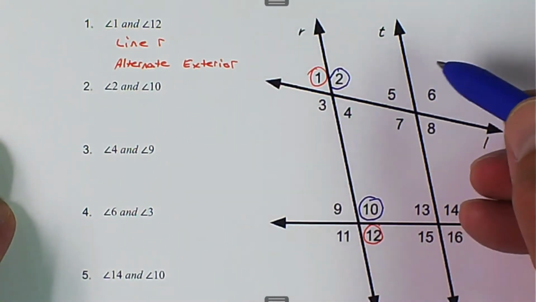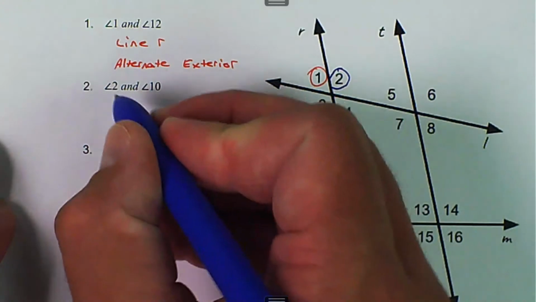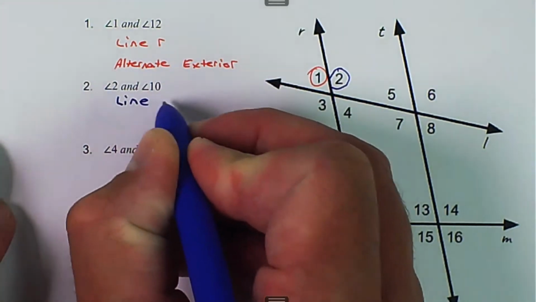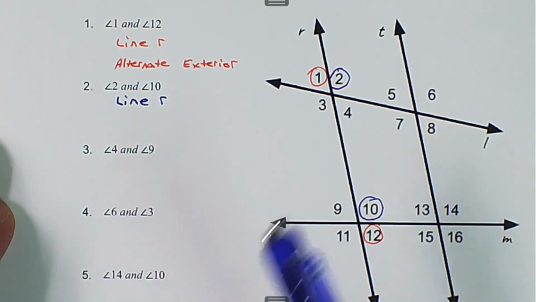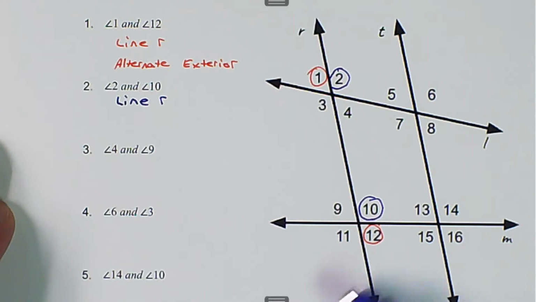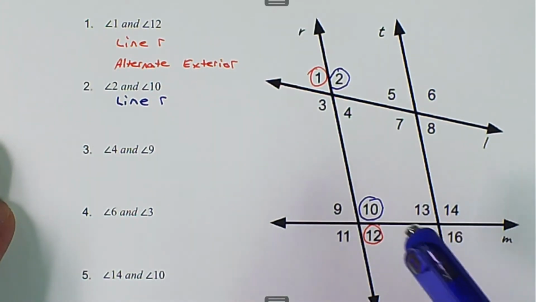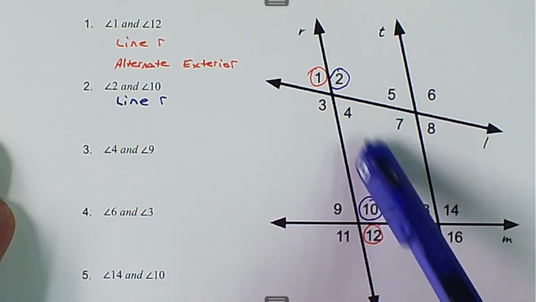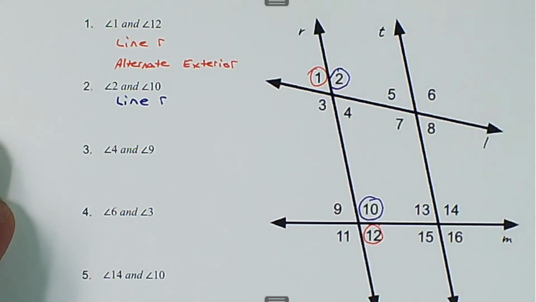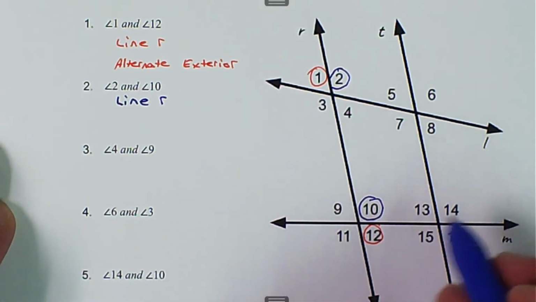Again, we have to identify which the transversal is. In this case, line R is the transversal. And we have to decide, first, are they both interior or both exterior? 10 is interior because it's between M and L, but 2 is exterior. So right away, it can't be alternate interior or alternate exterior. It could be same side interior, but no, because 2 is not interior. So the only one left it could be is corresponding.